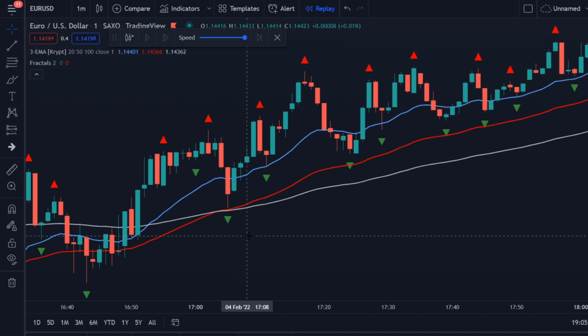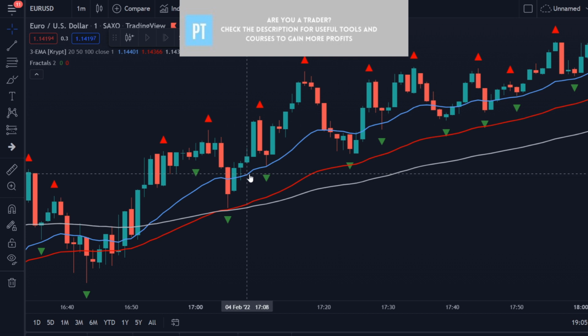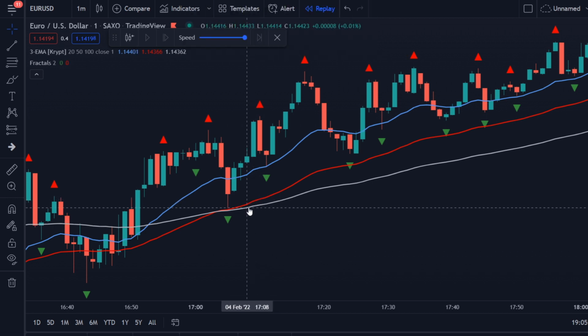Let me show you a nice buy example. So first we need to wait for the blue, the 20 exponential moving average, to be above the 50 and the 100 exponential moving average. So over here, from this moment, that is the case. So now we're only looking for buy opportunities at the moment.